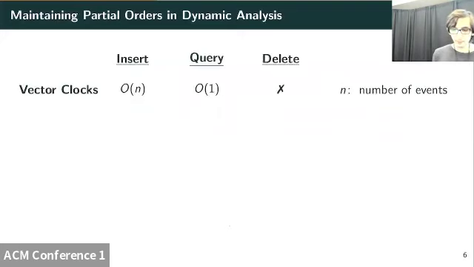If you look at the current state of things, vector clocks are a very widely used data structure in this context to maintain partial orders. However, in analyses where we have to insert these difficult types of edges, which happen widely in practice, the complexity of a single edge insertion is O(n), where n is the number of events. And the number of events can be very large in practice, which hinders performance. On the other hand, vector clocks support constant time queries, and they do not support edge deletions.